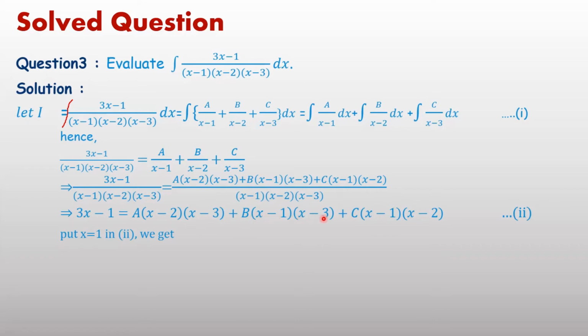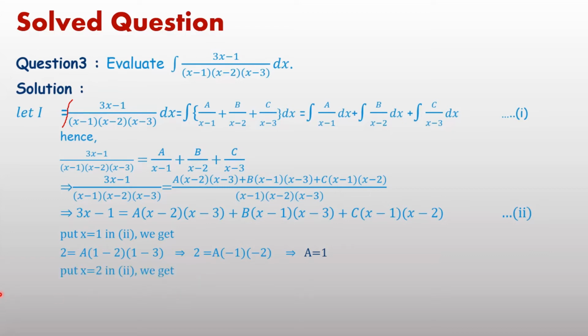Coefficient of b becomes 0, means this term will be 0. Coefficient of c again 0. It implies the result which you will get: 3 into 1 minus 1, means 2, equal to a into 1 minus 2 into 1 minus 3, which implies 2 equal to a into minus 1 into minus 2. Therefore, 2 equal to 2a, or a equal to 1.